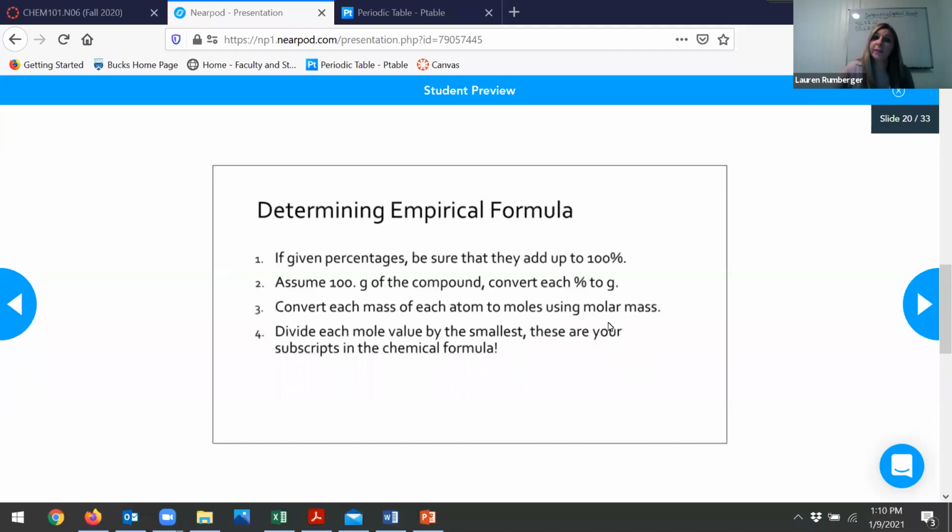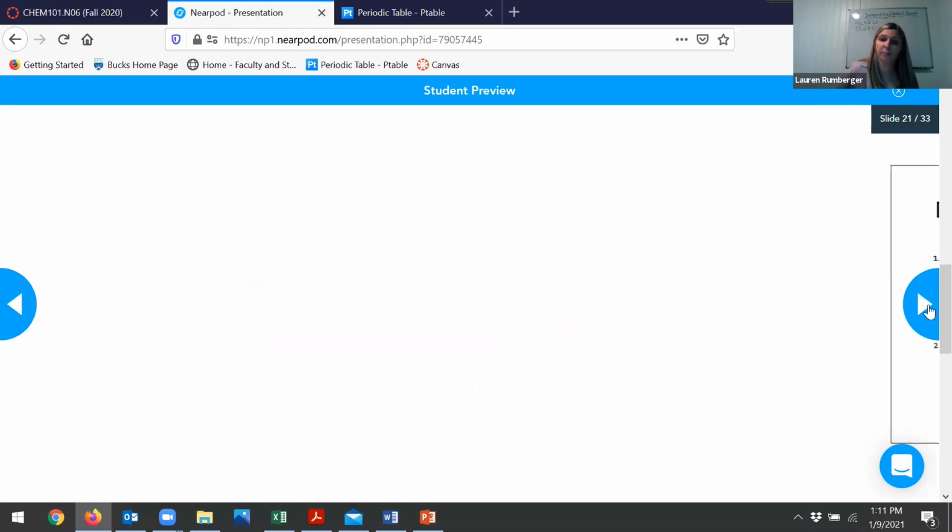You just learned the steps to determining empirical formula. And now we are going to apply these steps to two examples. We'll start with the first example in this video, and the second example will be in another video clip. So the steps that we have written here, they're going to make more sense as we begin to apply them to a problem. So let's take a look at our first example.